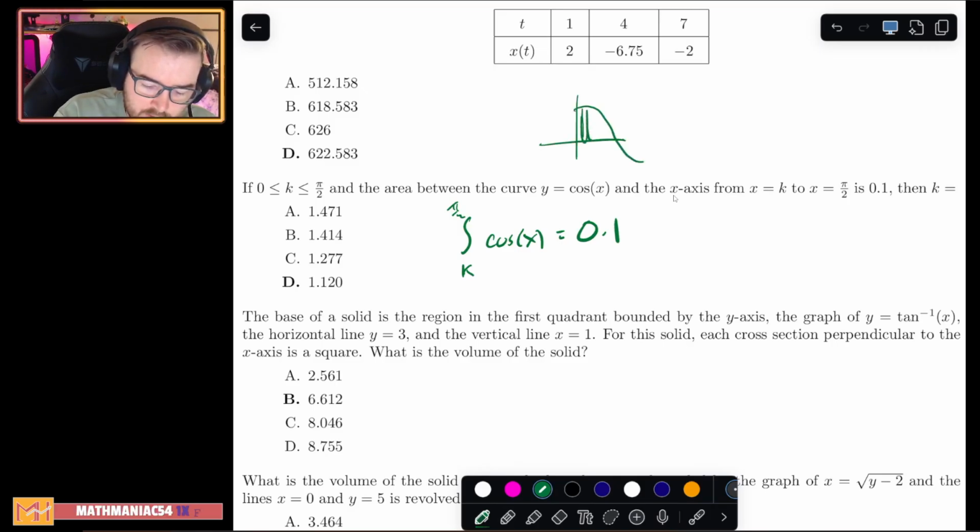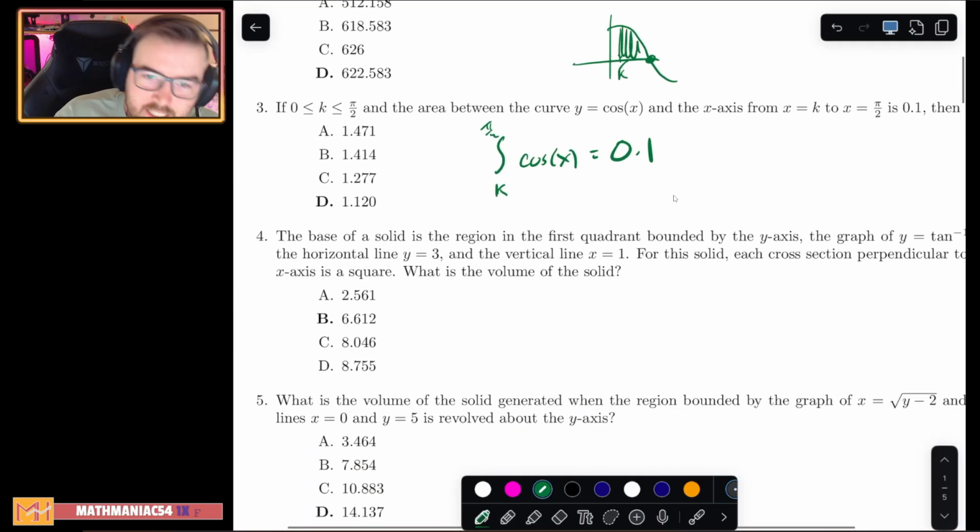Looks like that, and we just need to find the integral from k to pi over 2, where it hits 0. Maybe this is k, right? And pi over 2 is where it hits 0. So we just want to find that area, which is the integral. Well, what is the integral of cosine?